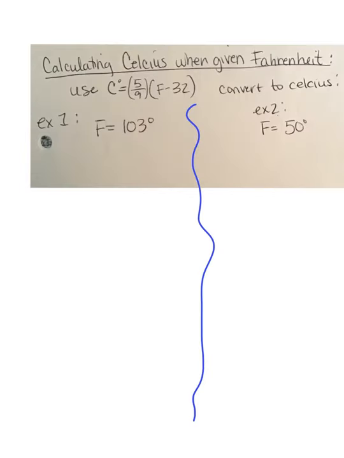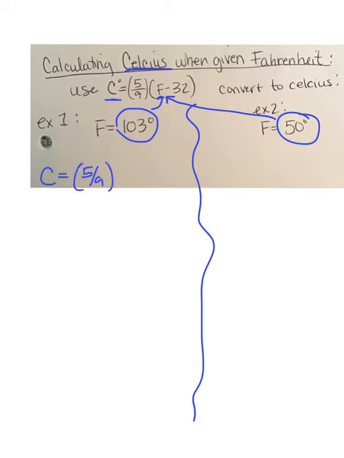Okay, now we have two more problems. This time we're calculating what Celsius is. So you can see we use the C equals. We have the Fahrenheit temperature. These are two different problems here. On each one, we're going to plug that number in where it says F. The first one, we're going to find Celsius now. Instead of 9/5, it's 5/9 times 103 minus 32.